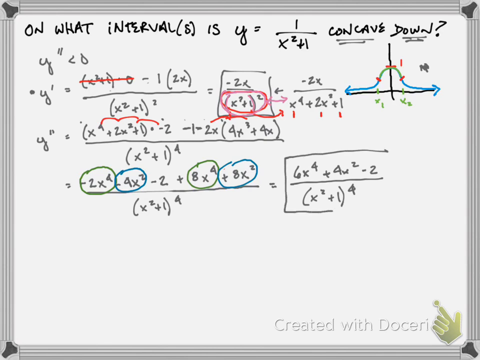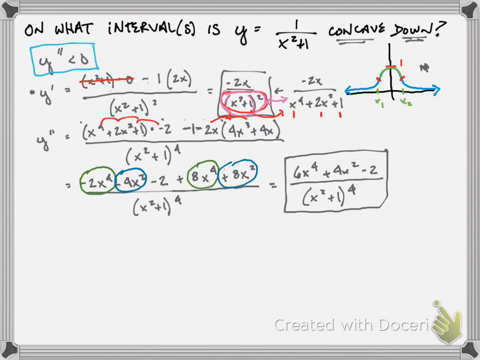Quite a bit of work to get there. Again, this is a rather involved problem. And the question now that we need to go back to is, where is y double prime negative? So this is going to require some critical thinking. Where is y double prime negative?